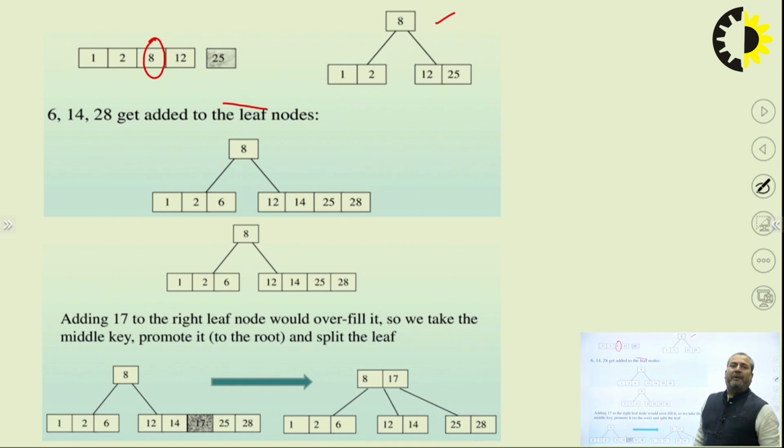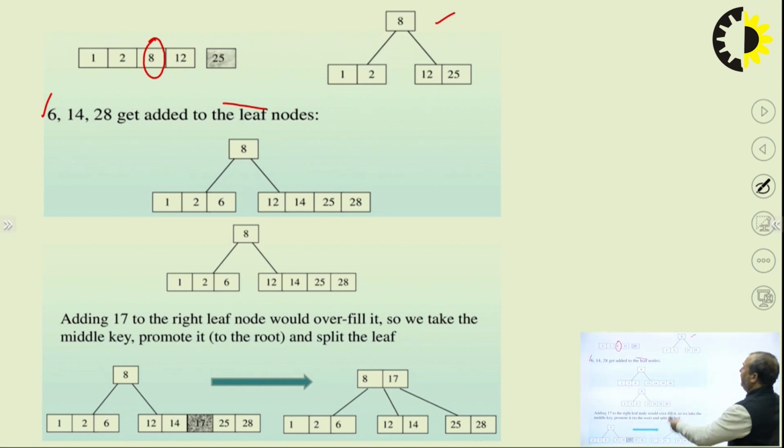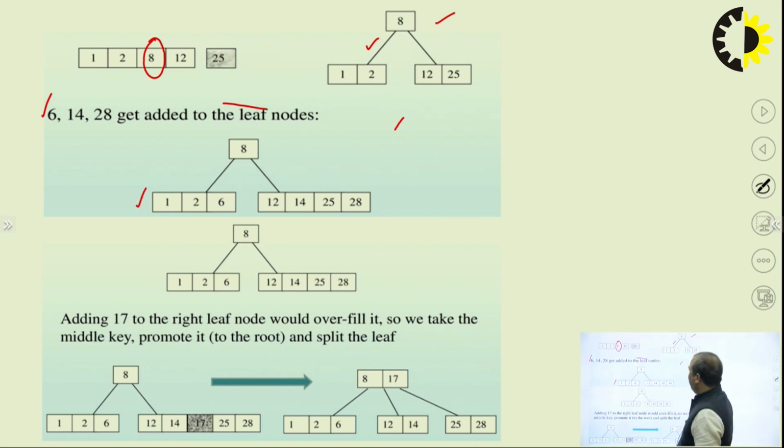Similarly, we will insert one by one. Every key value will be inserted into a leaf node. Now this is the tree up to that point. If we insert 6, where does it go? Since it is a generalized BST, 6 is less than 8, so it will go into the left child, so we will have 1, 2, 6. Then 14. 14 is greater than 8, so it goes to the right child of 8, that is 12, 14, 25. Then 28. Again, 28 is greater than 8, so it will be in the right child. So we can put 28 here.